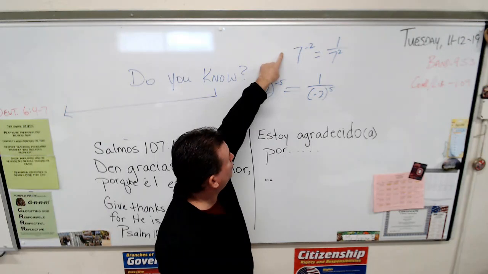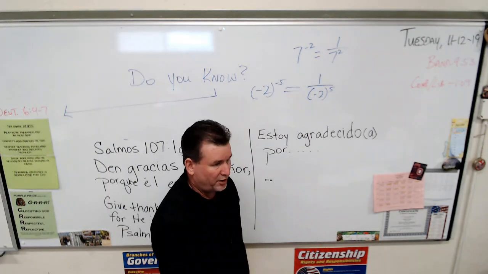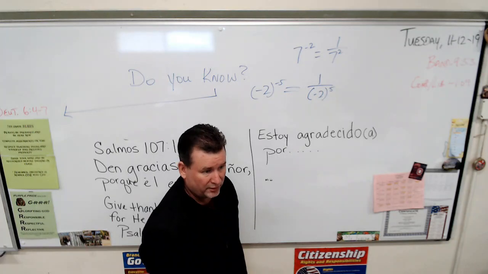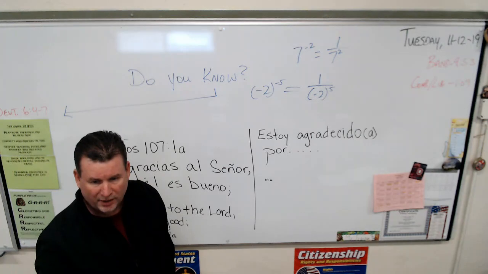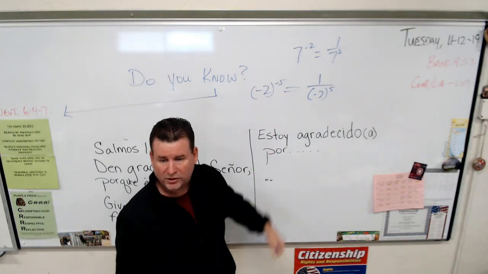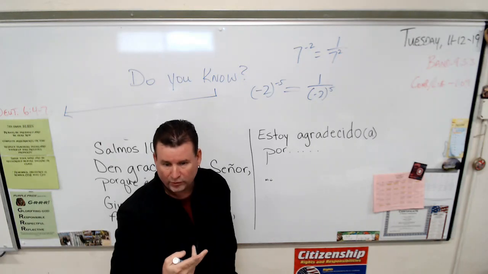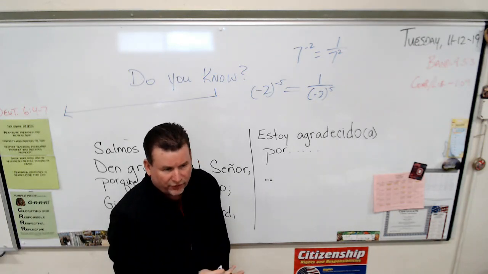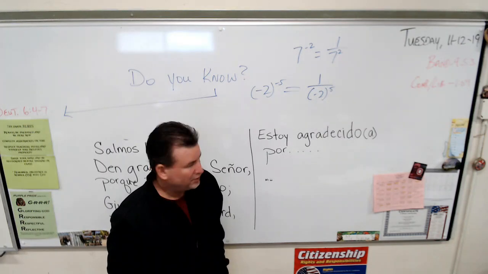instead of 7 squared, it's 7 to the negative 2. So all I did was put the 7 squared in the denominator. Put it under 1. Again, what's the opposite of positive? Negative. What's the opposite of 49 over 1? 1 over 49. You're just flipping it. That's it. Does that make sense? So I just flipped it.